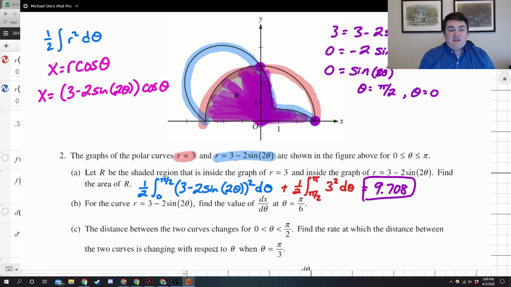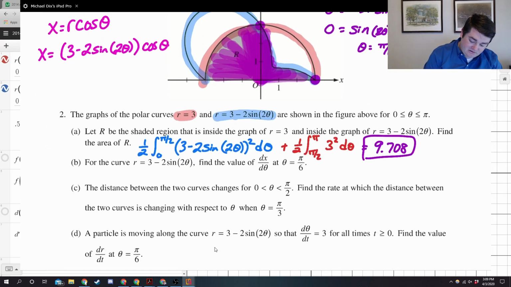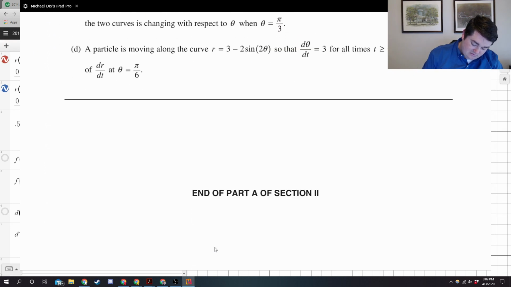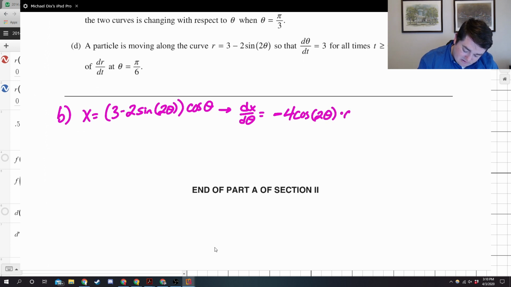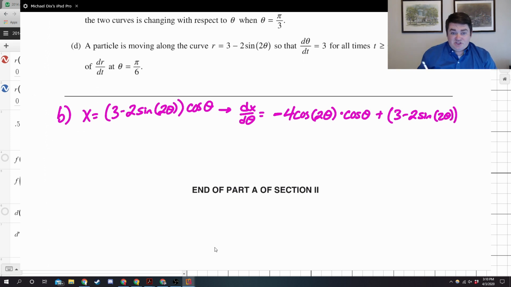So when they say find dx d theta, we're taking the derivative of this, (3 minus 2 sine 2 theta) times cosine theta with respect to theta. And to do that, that's going to require the product rule. So let me copy this. When I take the derivative using the product rule, the derivative of the first term would be 0 minus 2 cosine 2 theta times 2, so minus 4 cosine 2 theta, times cosine theta. So that's f prime g plus f times the derivative of g. The derivative of cosine is negative sine theta.